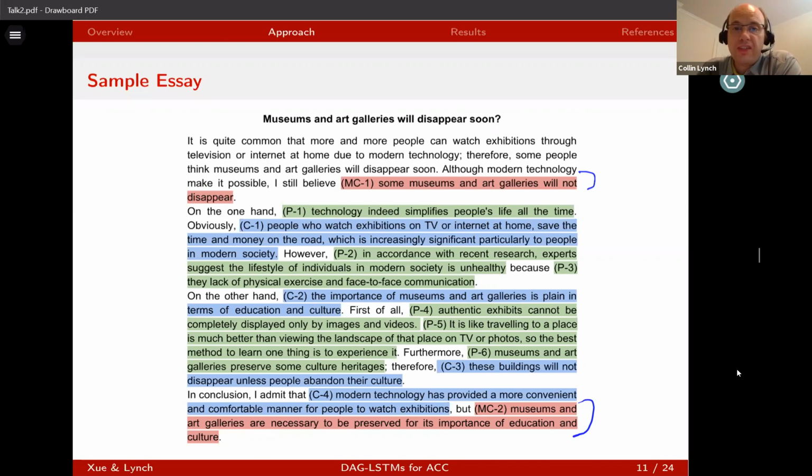The claims themselves are highlighted in blue, and the basic premises in green. As you can see, not all of the essay consists of argument components. Some components are separated by linking words such as "because," or statements such as "however," prefixes, which we consider as information for our analysis. What's not shown is the structural relationship between these, which would let you see that, say, P1 would support C1, which in turn supports MC1, right?